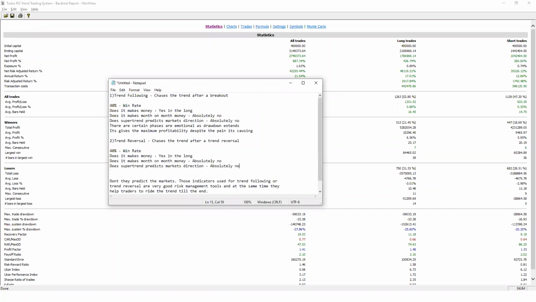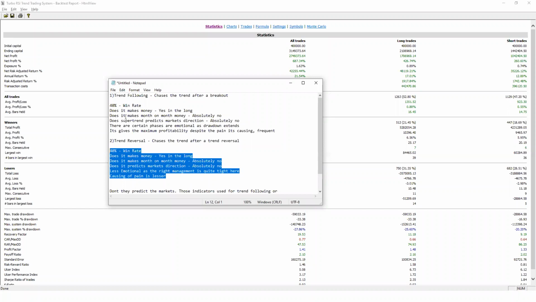But then what is different between trend following and trend reversal? Does it predict the markets? Absolutely no. There are certain phases, as I said, that are emotional, but here that has been totally removed. It is a less emotional system, as the risk management is quite tight here. So that is what it gives, so that your pain is lesser. The causing of pain is lesser. But then, in a trend following system, it is also frequent as well.